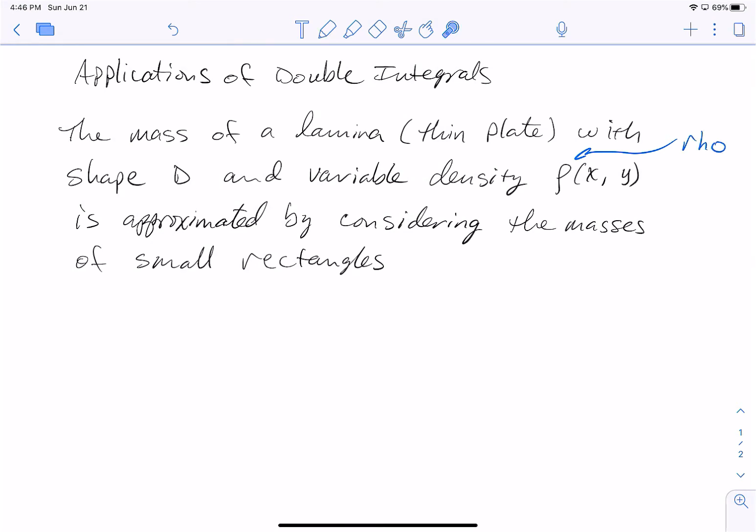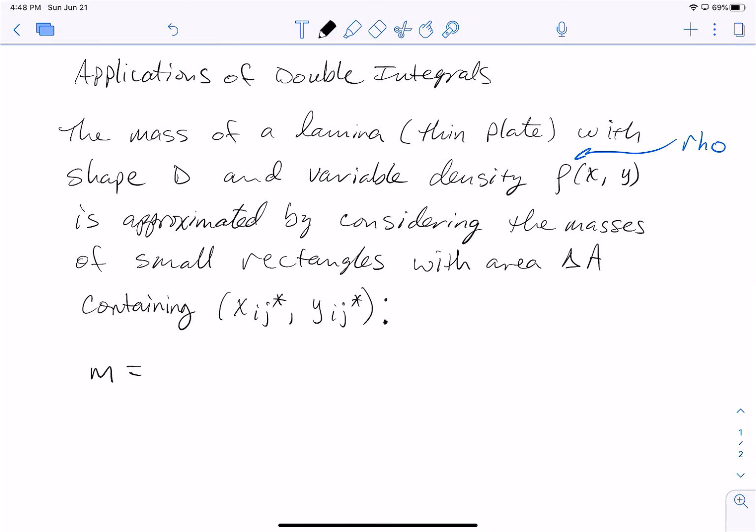To develop the mass of such a plate, we're going to approximate the mass by considering a bunch of small rectangles with area delta A and containing x sub ij star, y sub ij star, which is an element in the ijth rectangle. We're going to sum together a bunch of little masses, and we get that the mass is approximately the sum as i goes from 1 to m of the sum as j goes from 1 to n of rho of x sub ij star, y sub ij star, delta A.